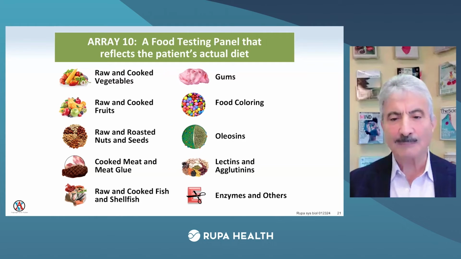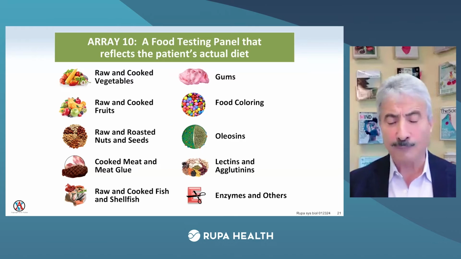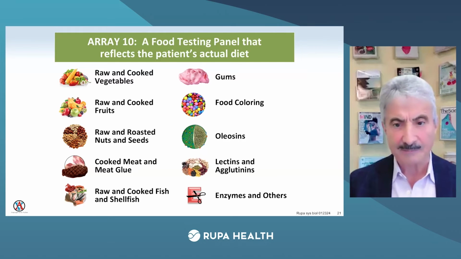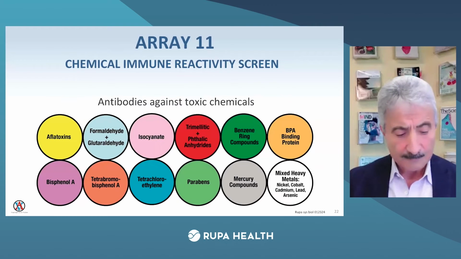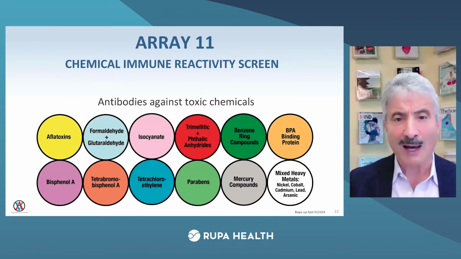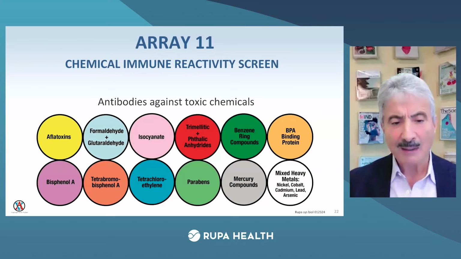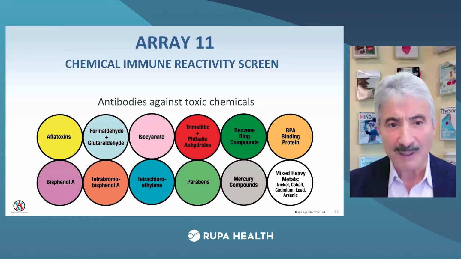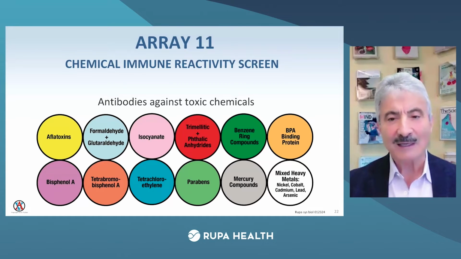Furthermore, Cyrex measures antibodies against gums, food colorings, proteins in the oils called oleosins, many lectins and agglutinins, enzymes, and many others. So that was about the role of foods that may play a role in some autoimmune disorders due to cross-reactivity, and why measurement of antibodies against a repertoire of antigens and cross-reactive foods is very important.